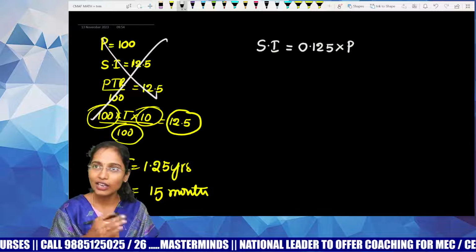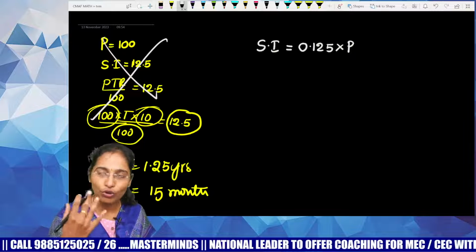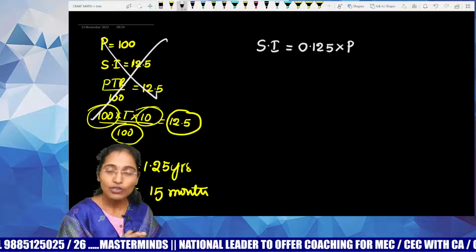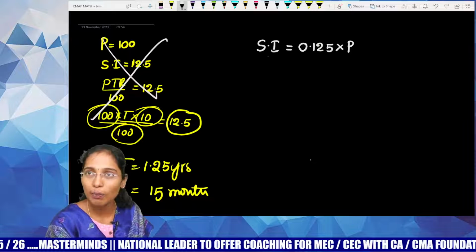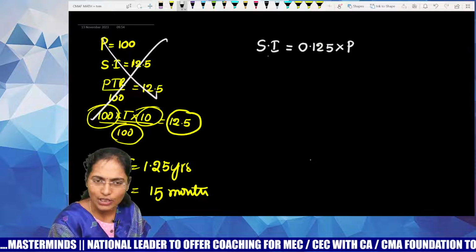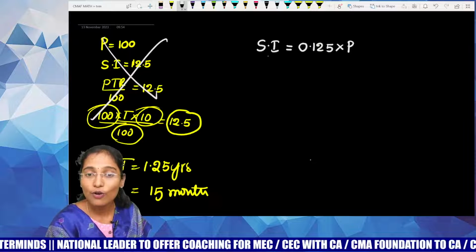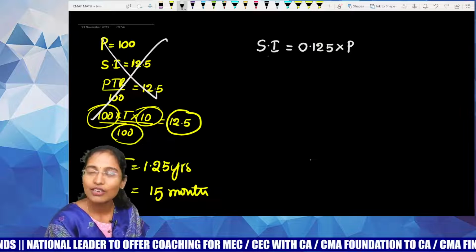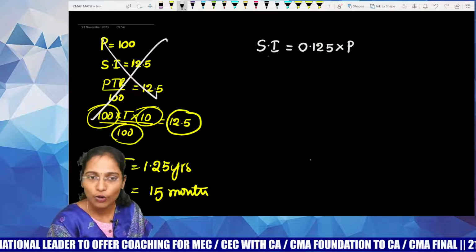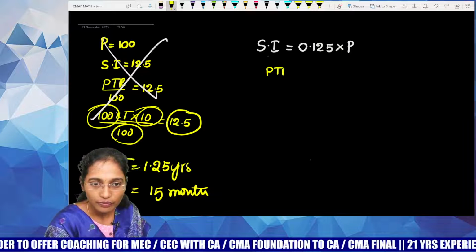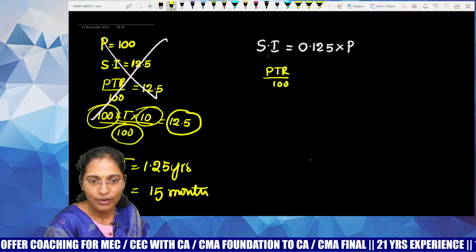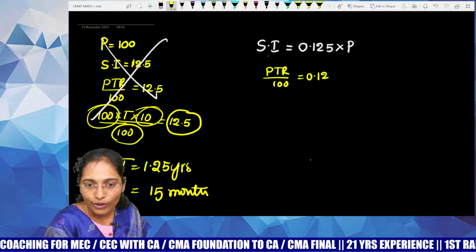Calculating interest that way gives you 2 more lines of calculation, right? So don't do that. Just write: simple interest on a certain sum B is equals to 0.125 times, so 0.125 into P. Got it? So now you know that simple interest is equals to PTR by 100 equals to 0.125 into P.